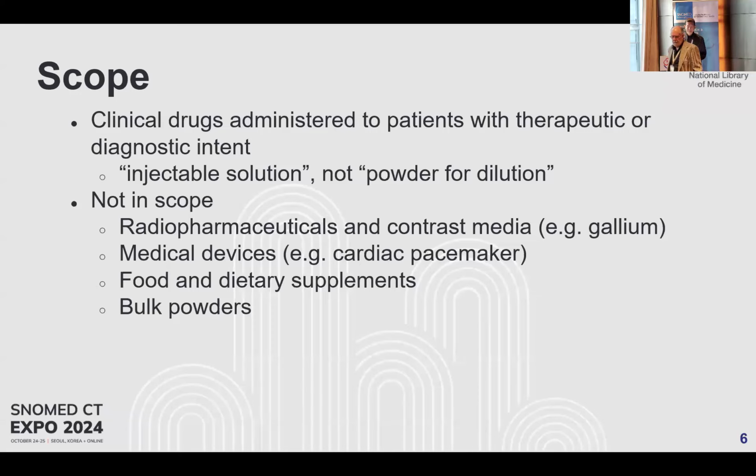Okay. So again, bulk powders are not included. They're like things of low potency, but they're like in powder form, and they're not usually involved in e-prescribing.